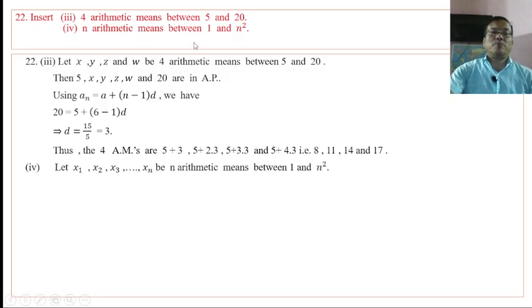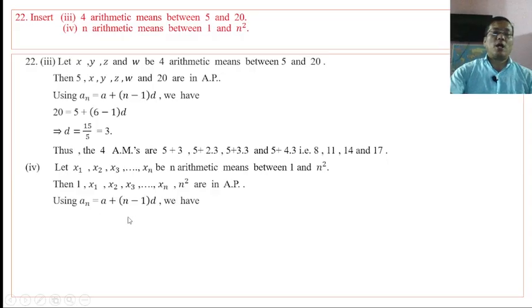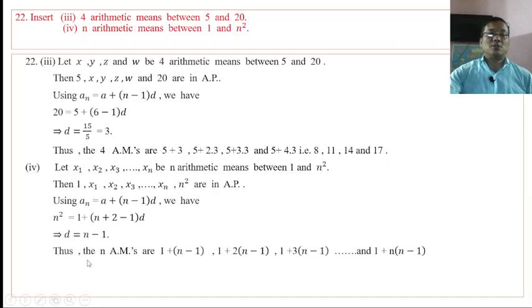That is item number 4. N arithmetic means between 1 and n square. Let x1, x2, x3, up to xn be n arithmetic means between 1 and n square. Then 1, x1, x2, x3, xn, n square are in AP. How many terms are there? N plus 2 terms. Using this formula, instead of an we put n square, a is 1, and the number of terms from 1 to n square is n plus 2. N is replaced by n plus 2, and from this we solve d equal to n minus 1. Common difference is known.